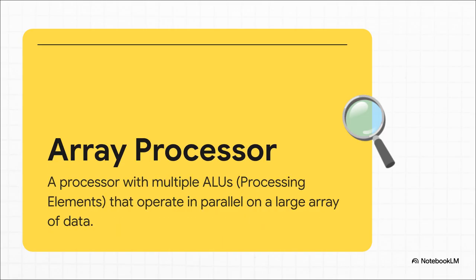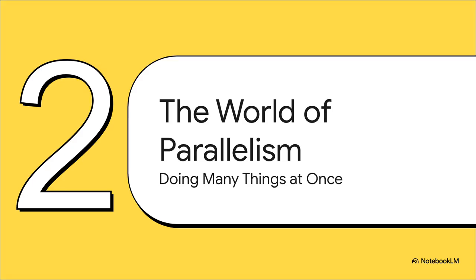And this is exactly where the array processor comes into play. Think of it as the heart of the supercomputer. Its secret weapon is an entire army of what are called arithmetic logic units, or ALUs. In this world, we call them processing elements, and their superpower is working together in perfect parallel to chew through enormous sets of data.